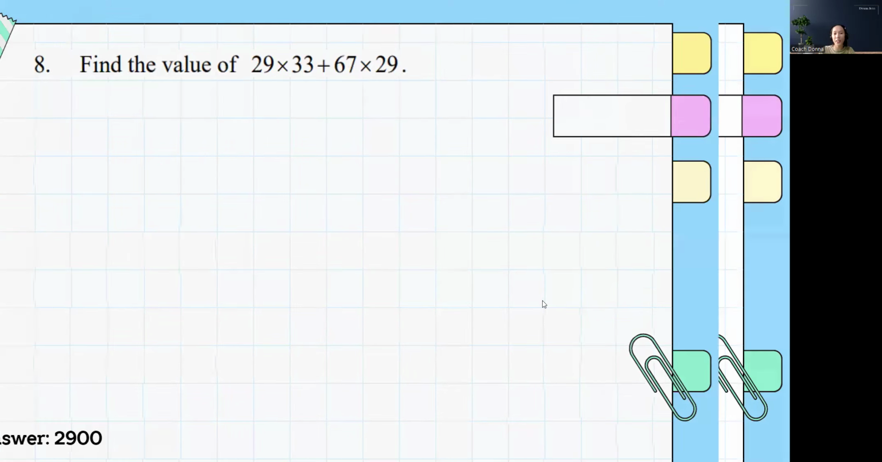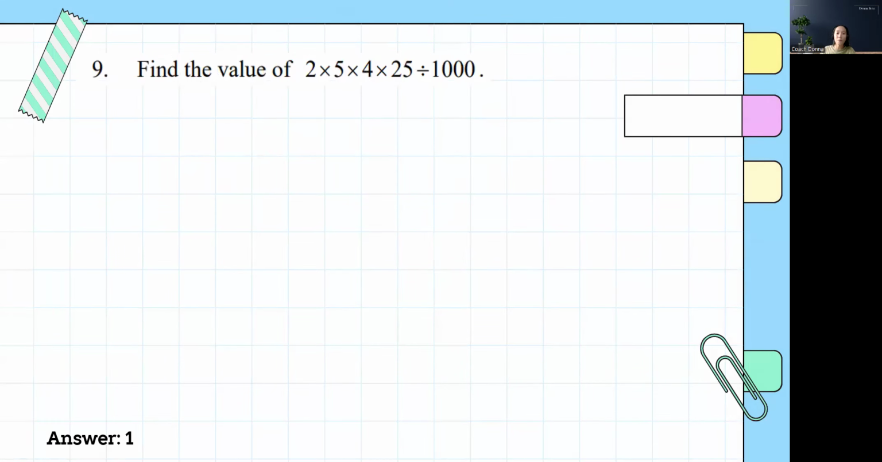All right, number 9 then. So for number 9, find the value of 2 times 5 times 4 times 25 divided by 1,000. Okay, remember that division can be represented as a fraction. So we could do it like this. Let's just re-express it. Okay, let's make it look another way, but it's still the same number. It's still the same value.